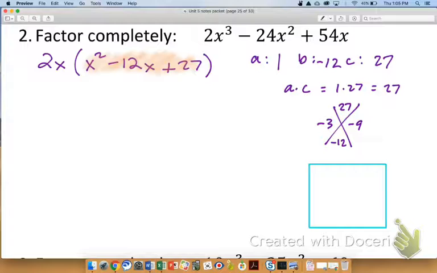And in my box, I put first term here, last term here. And then what goes in the two diagonal spots? Negative 3, negative 9. But with x's, right? Yeah, so negative 3x, negative 9x.